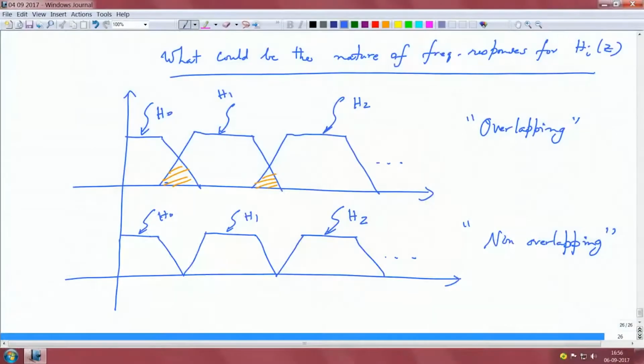But if I have aliasing, if I bring in this overlapping nature of frequency responses, then my filter order is less, and I am able to tolerate that, because I can have a more gradual slope in the transition bandwidth. It is less stringent in terms of steepness.